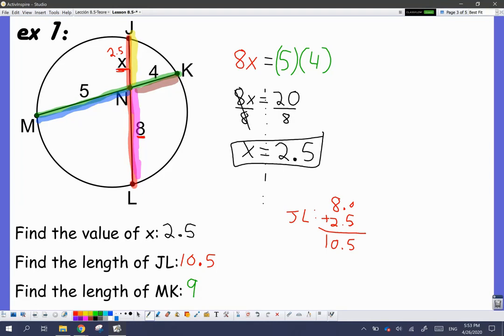And that's it. So remember that this chord-product theorem, I'm taking the two pieces of each chord, multiply them together, and set it equal to the two pieces of the other chord multiplied together. Now this example was very straightforward, but on your assignment, you're going to have some more challenging examples. So let's take a look at another one.